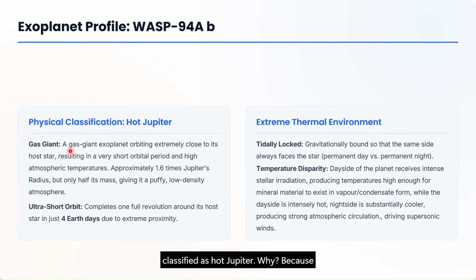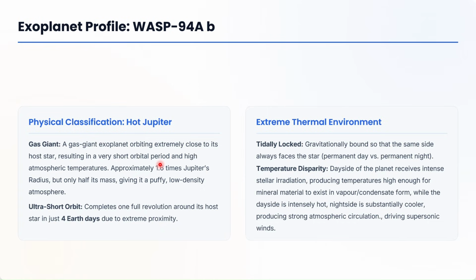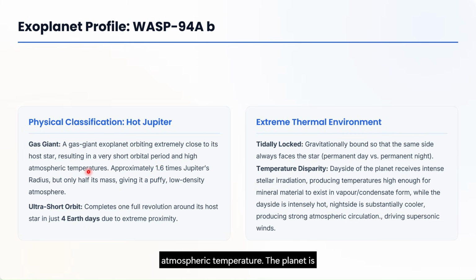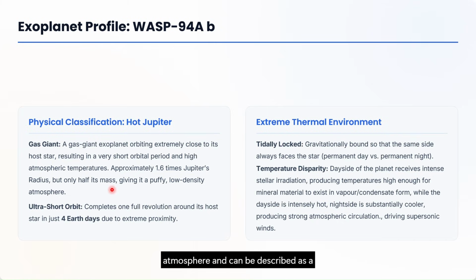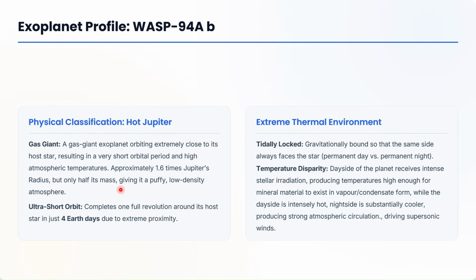Why? Because it is a gas giant exoplanet orbiting extremely close to its host star, resulting in a very short orbital period. Due to its closeness to the star, it receives intense stellar radiation. Therefore, it has high atmospheric temperature. The planet is also very large compared with Jupiter. It is approximately 1.6 times Jupiter's radius, but only half its mass. So it has a relatively low density atmosphere and can be described as a puffy or inflated gas giant.